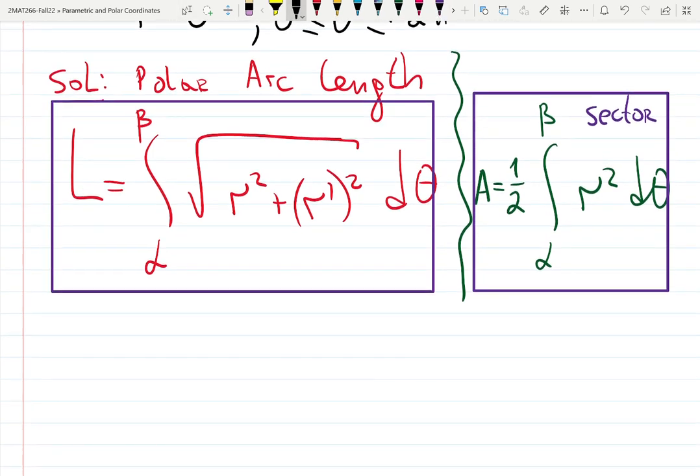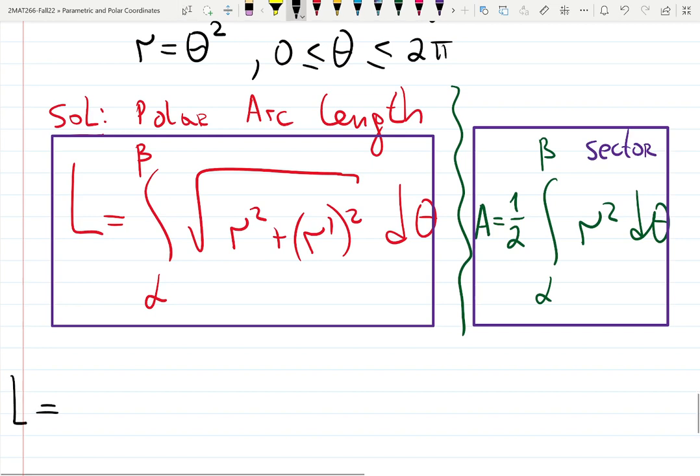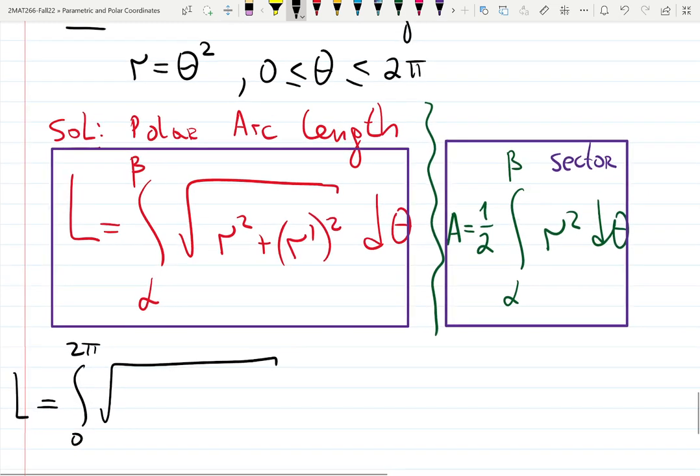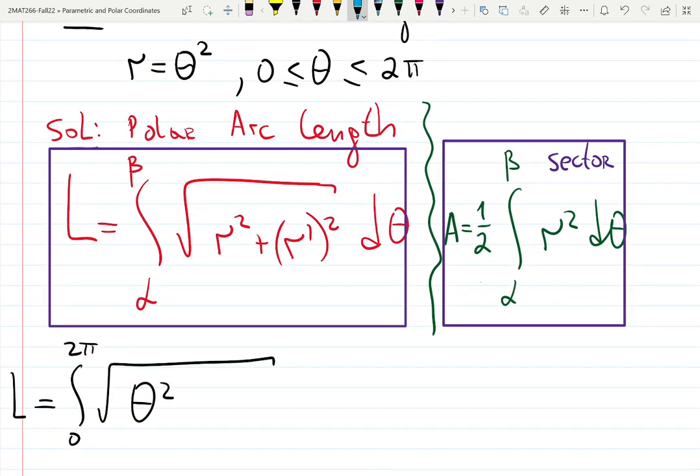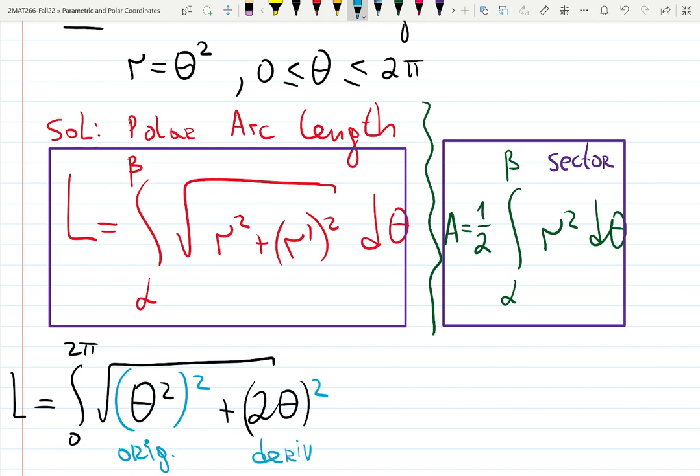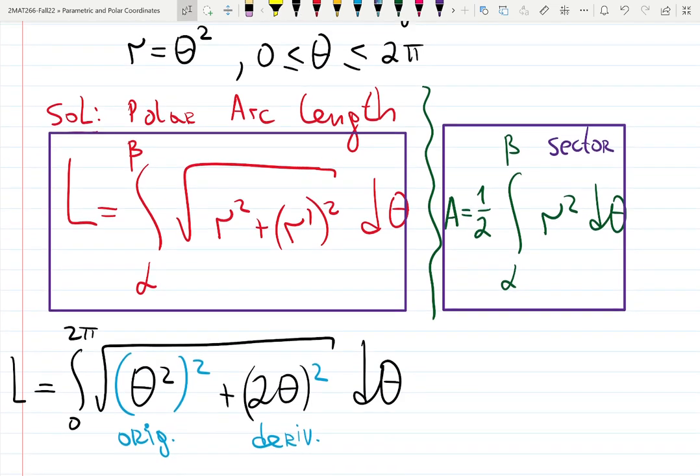So let's do it. L, alpha is 0, beta is 2 pi, we are given the square root of the original squared. Well, that's theta squared, and now we're squaring it. That's original. Plus, differentiate theta squared with respect to theta, which gives you 2 theta, squared. That's derivative squared. So, original squared plus derivative squared, d theta. Does it make sense?